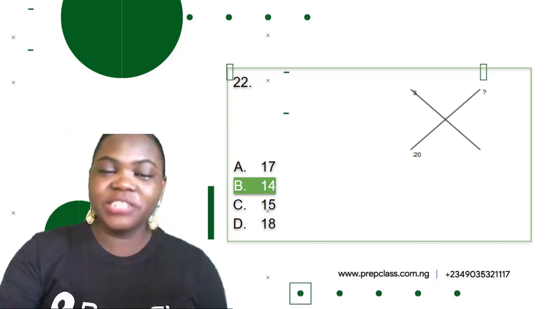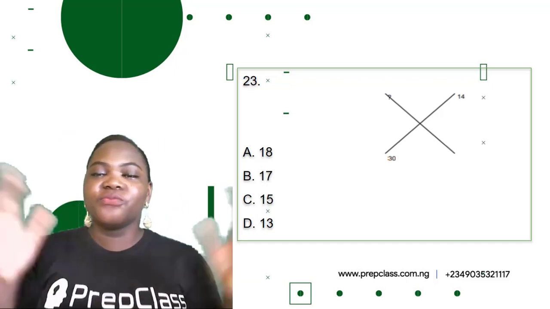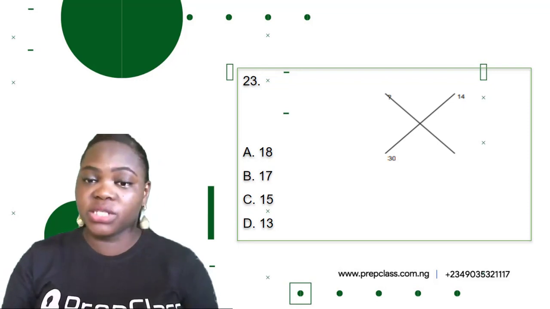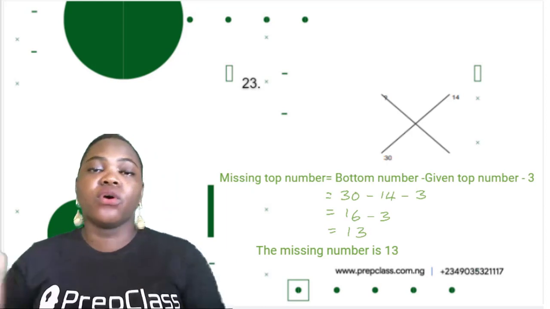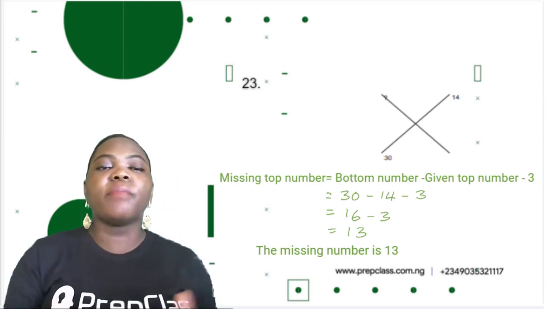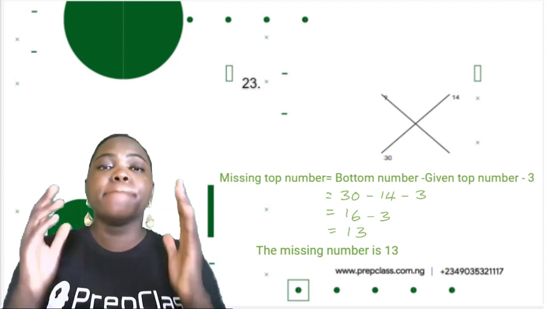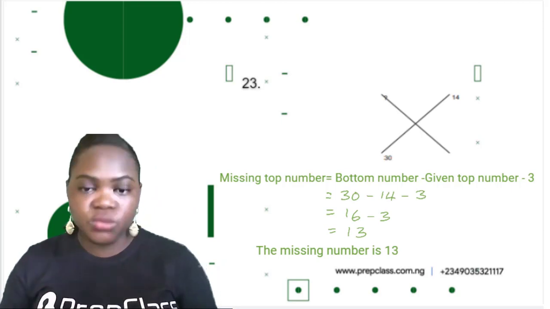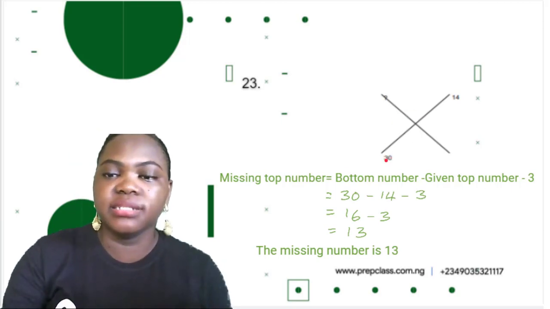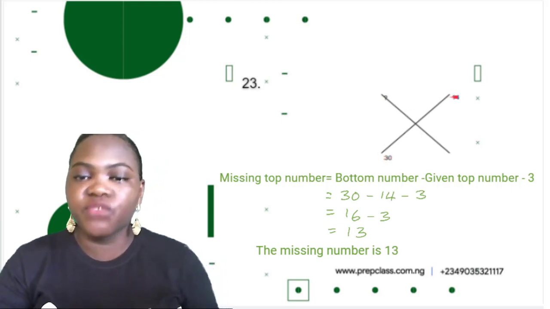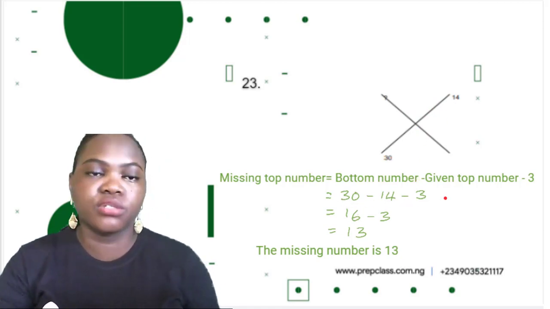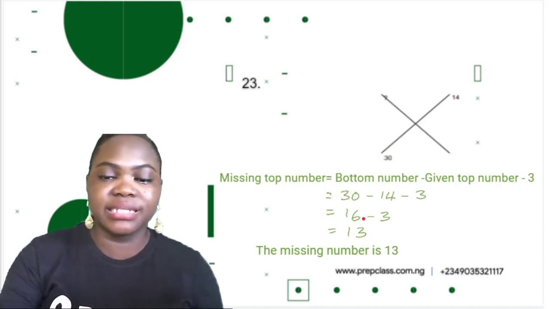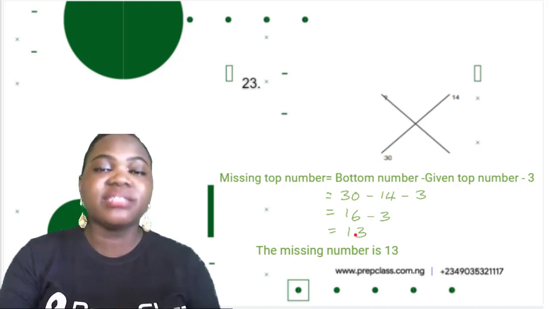Check. Question 23. So we are given just one of the top numbers here as well and the bottom number. So we're going to use the same method as for question 22. Missing top number is equal to bottom number minus given top number minus 3. The bottom number is 30. The given top number is 14, then minus 3. So we have 30 minus 14 minus 3. 30 minus 14 is 16, then 16 minus 3 is 13.